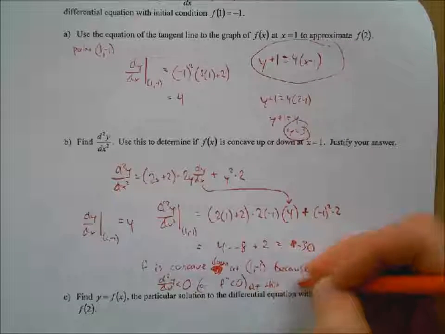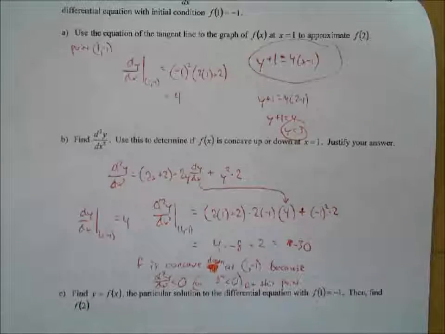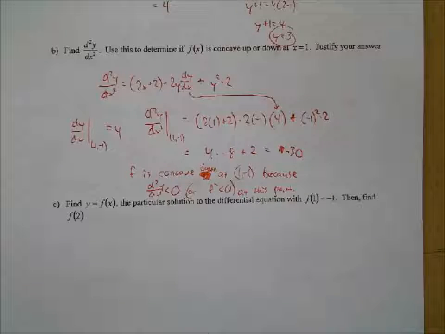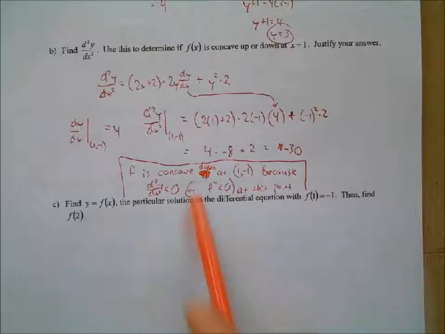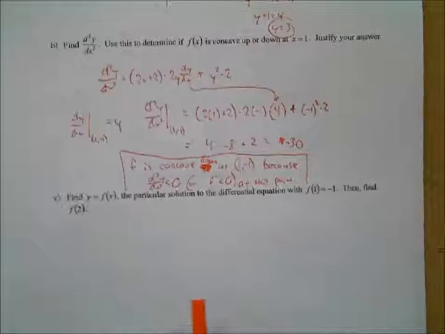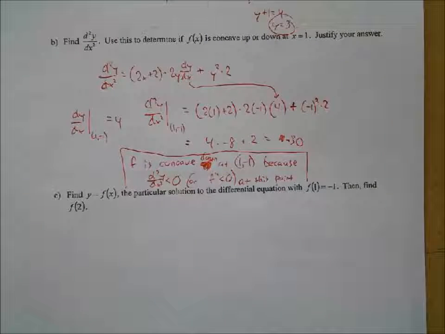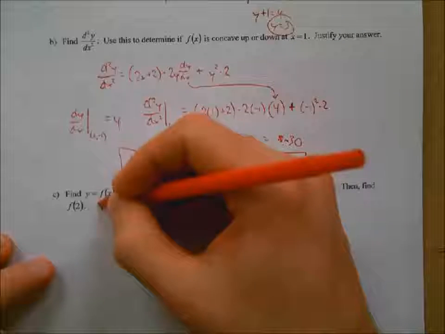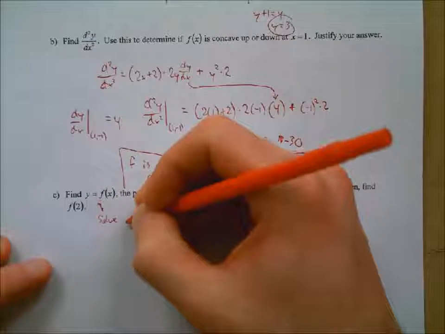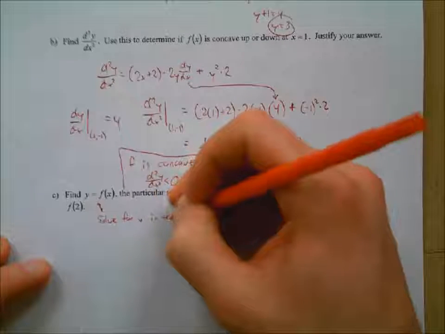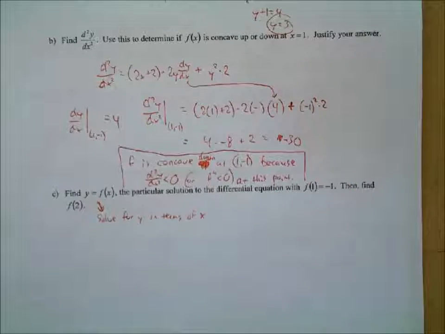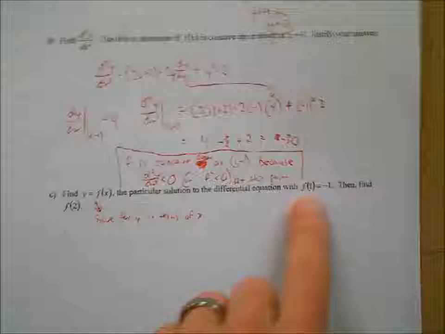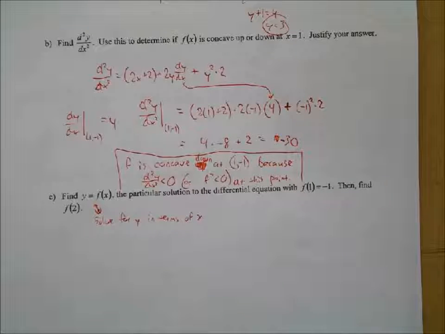All right, so there's that. So that is our answer there. Math, arithmetic. All right, letter C. Find y equals f of x. Like I said, this means solve for y in terms of x. Given the particular solution to the differential equation with f of 1 equals -1, then find f of 2.